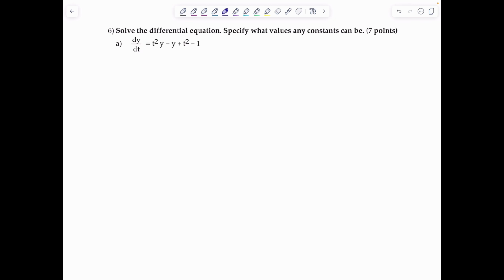So I'm going to solve it as a separable one, but just know that it can also be rewritten in standard form for a linear differential equation and solved that way as well. And you'll get the same result.